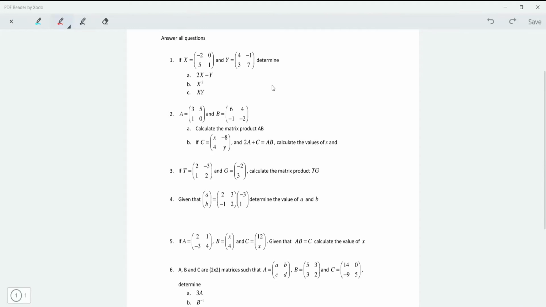So if we're working out A times B, we're just multiplying 3, 5, 1, 0, and we multiply it by matrix B, which is 6, 4, minus 1, minus 2. Again, we apply the same principle. First row by first column to give us the first element in the matrix AB. So row by column, 3 times 6, and then plus 5 times minus 1.